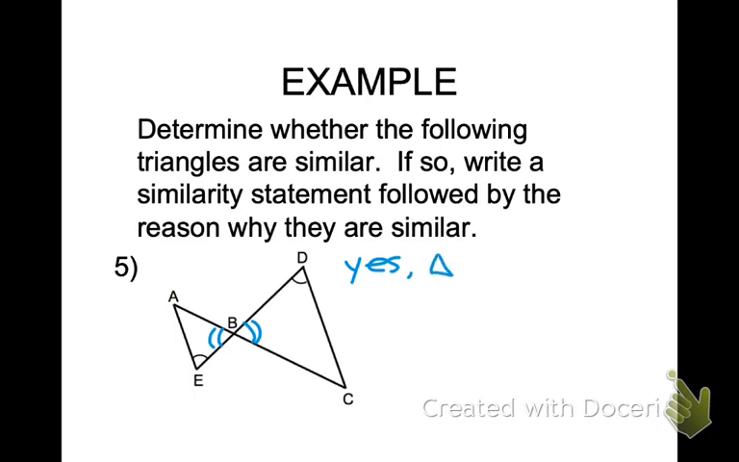So triangle ABE would be similar to triangle, what would be the order on the other side? If I go ABE, that would be CBD by angle, angle, similarity. Okay? Questions with any of that?